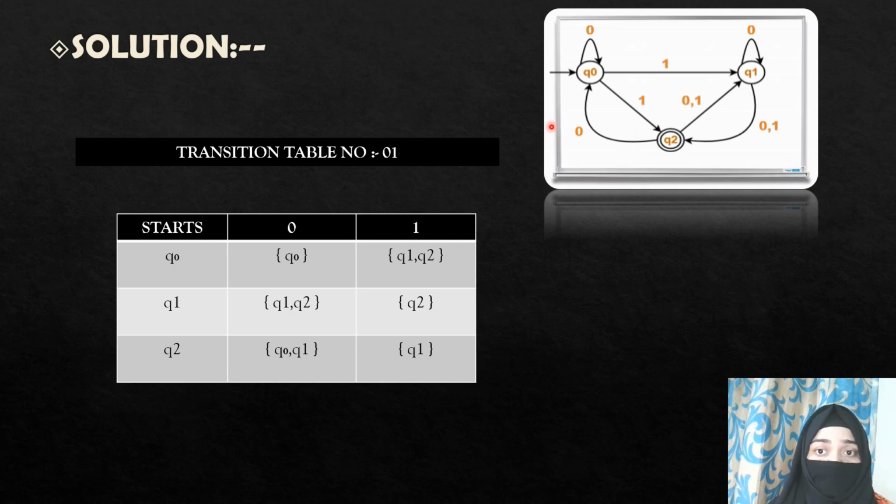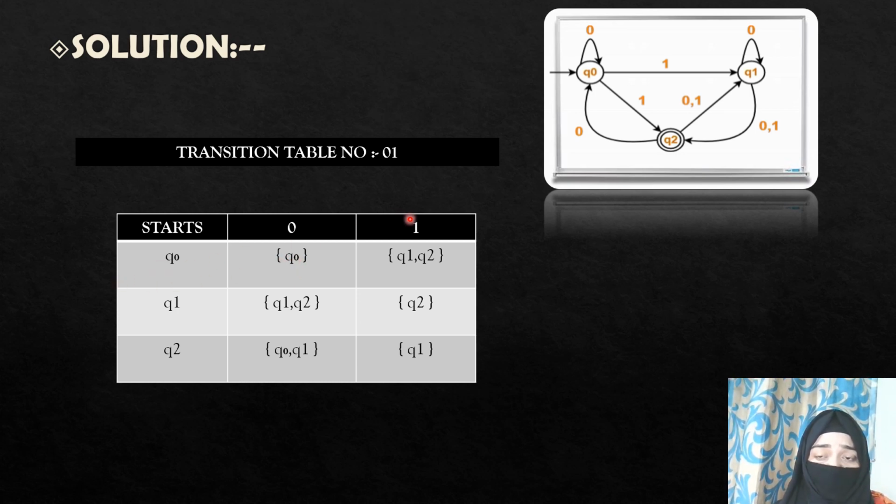Starting with the initial state Q0, we are going to see with respect to the two different inputs where it is going from the current to the next state. We have three different columns: state, 0 and 1. Q0 is the initial state. We are going to see with respect to 0 where it is going. You can see Q0 with respect to 0 is moving to itself, so we write Q0.